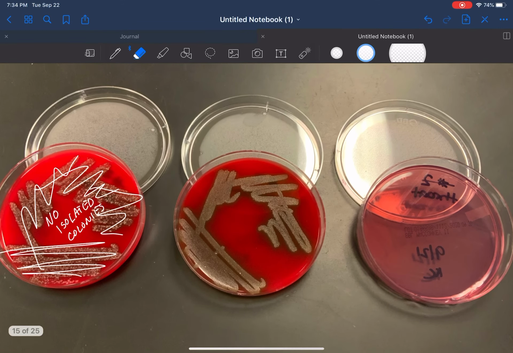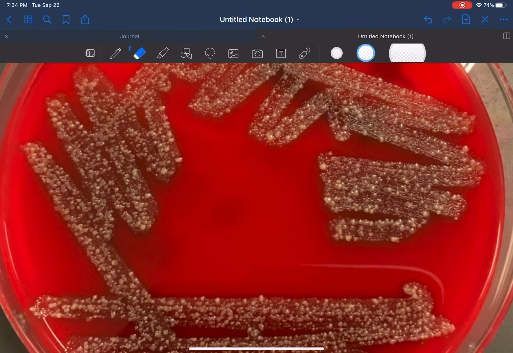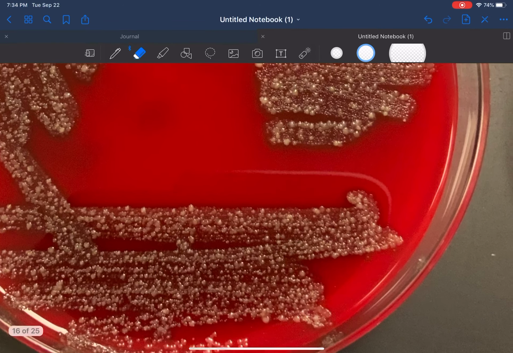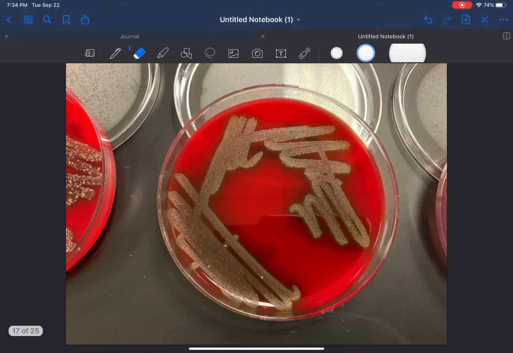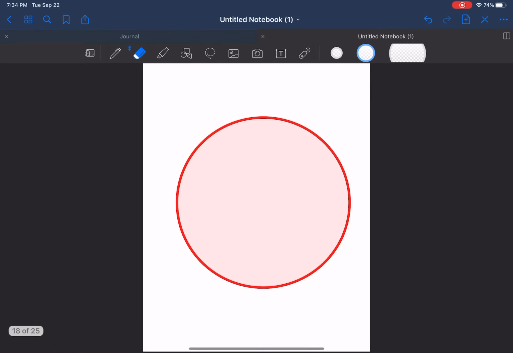And again, no isolated colonies and no growth on MacConkey. So what can we do? Here again, no isolated colonies on the blood agar or the CNA, and no growth on MacConkey. So what should we have done?